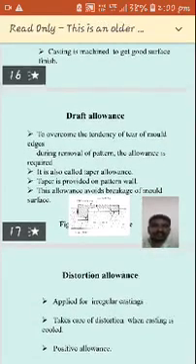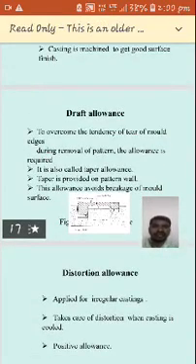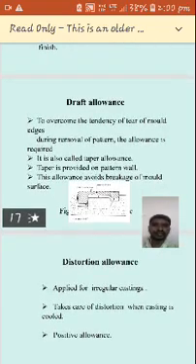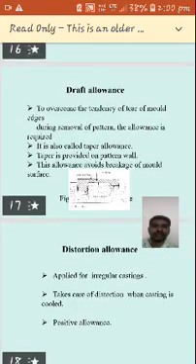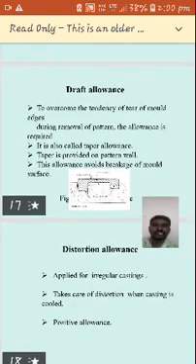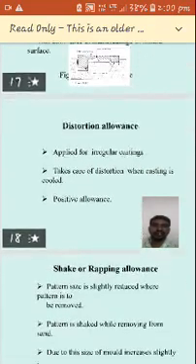And the next is draft allowance. To overcome the tendency to tear the mold edges during removal of the pattern, this allowance is required. It is also called taper allowance. Taper is provided on the pattern wall. These allowances avoid breakage of the mold surfaces.